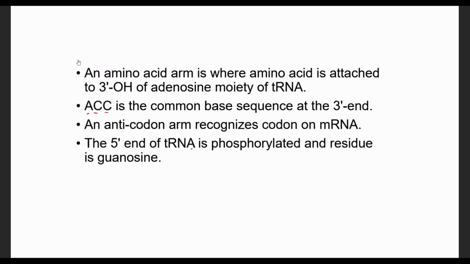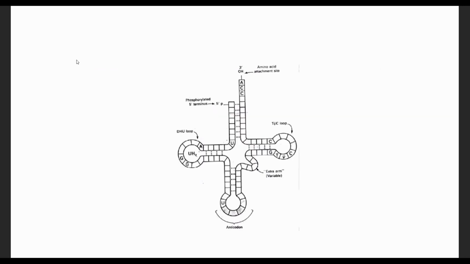The 5' end of transfer RNA is phosphorylated, and the residue is guanosine. There is phosphorylation at the 5' end. That means it is capped at the 5' end of the chain of this one.